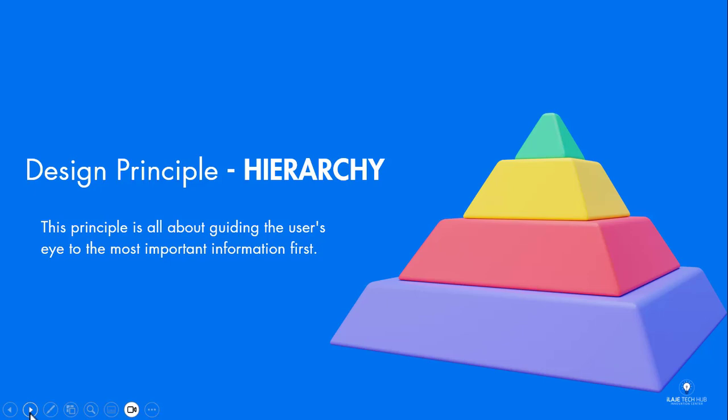Think of it like a restaurant menu. The main courses are typically highlighted with larger fonts or bolder text, while the descriptions are presented in a slightly smaller size. In UI and UX design, we use size, color, and placement to establish a clear order of importance. For example, a call to action button might be larger and a brighter color compared to the surrounding text.